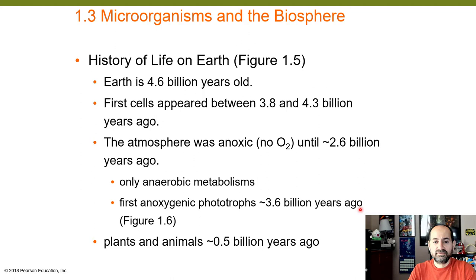And thanks to them, one of their waste products was oxygen. So as these phototrophs grew, one of their waste byproducts was oxygen, and so oxygen started to accumulate in the atmosphere. Over time, there was more and more oxygen, to the level there is today. Now we have about 20% oxygen in the atmosphere, and it's thanks to these photosynthesizers over time.